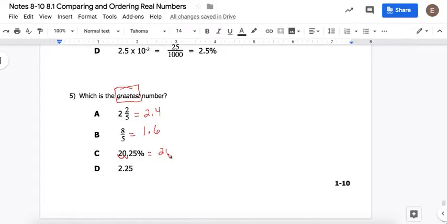So 2,025 ten thousandths, and this one is 2 and 25 hundredths. So we can drop a 0 here. So we have 0, 1, 2, or 2. So we're looking at either A or D. So we have 2 and 4 tenths compared to 2 and 25 hundredths. We can drop a 0, and which one is clearly bigger? Hopefully you said this one. So the correct answer is A.